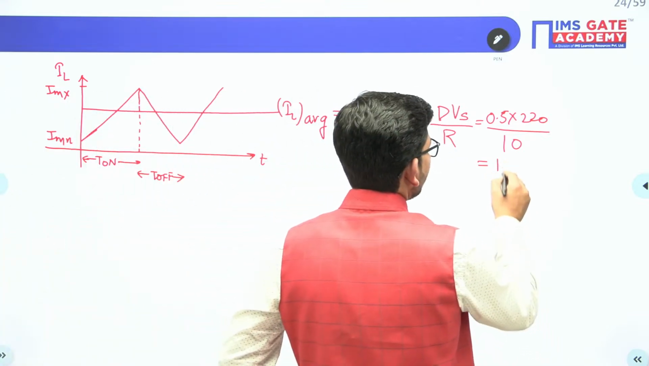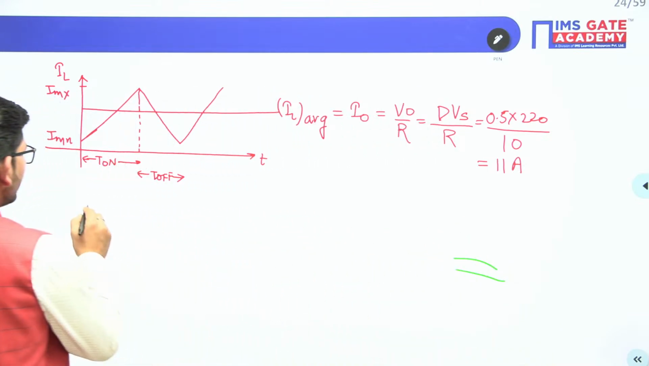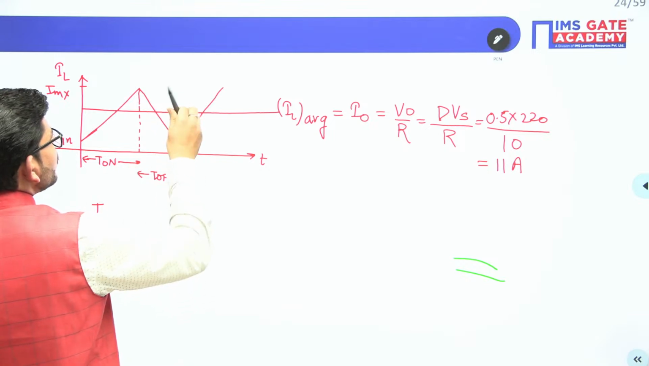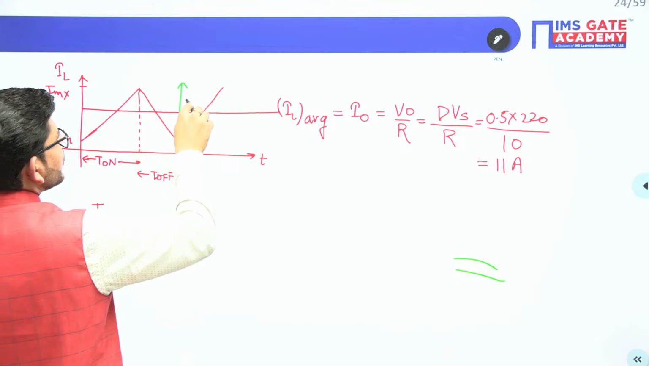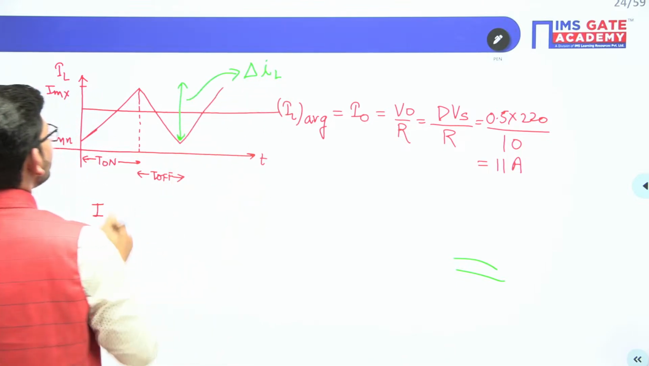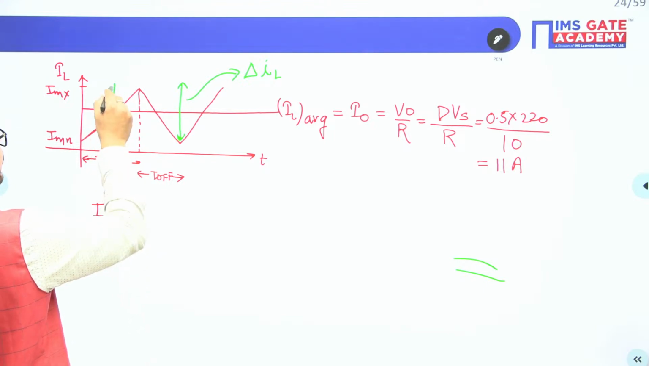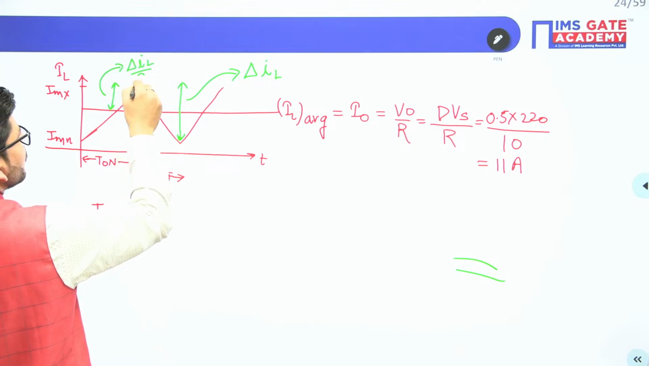This will be 11 amperes, okay. Now we have to calculate the RMS value of it. Now guys, this is known as the del IL, the peak to peak ripple. And if this is del IL, this amount that we have is del IL by 2.